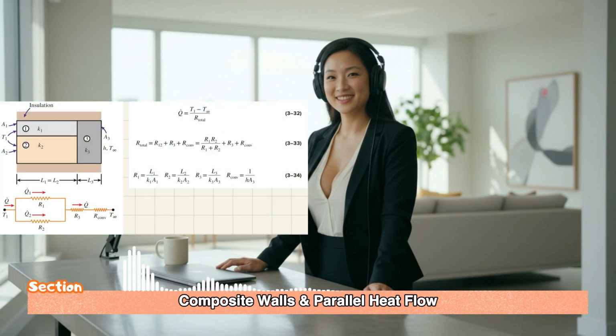You've got the inner convection resistance, then maybe a layer of drywall. Those are in series. Then you get to the main part of the wall, which has the parallel paths of the stud and the insulation. Then maybe another layer of sheathing in series, and finally the outer convection resistance. And the approach is always to simplify the network. First, you calculate the equivalent resistance for the parallel parts, and then you treat that equivalent resistance as a single element that you add to the series path.